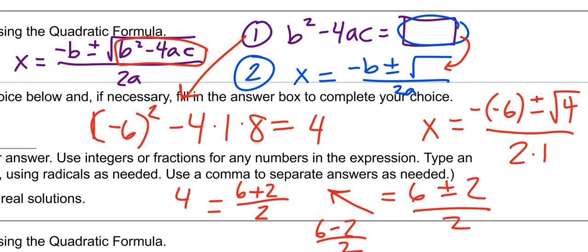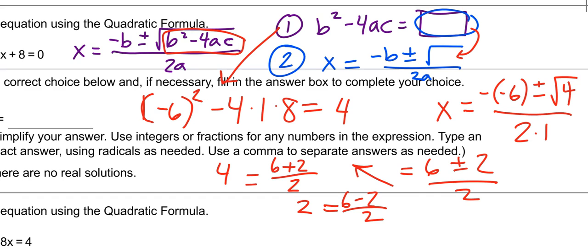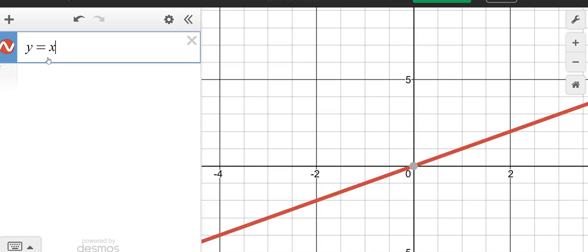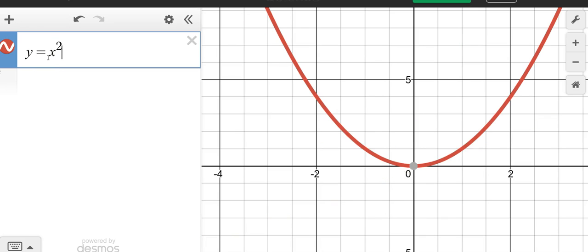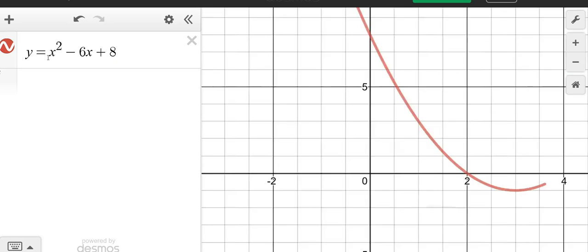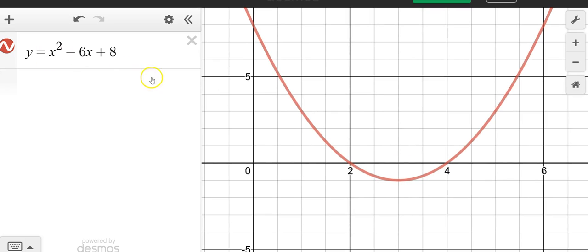One of the answers is 4. That is true. The other one is 2. That is true. 4 and 2. Does it matter which order I put the answers in? And we can confirm what you just said. X squared minus 6x plus 8. Oh, look, it goes right through 2 and 4.